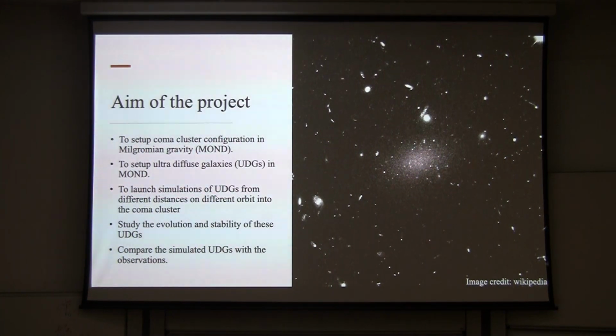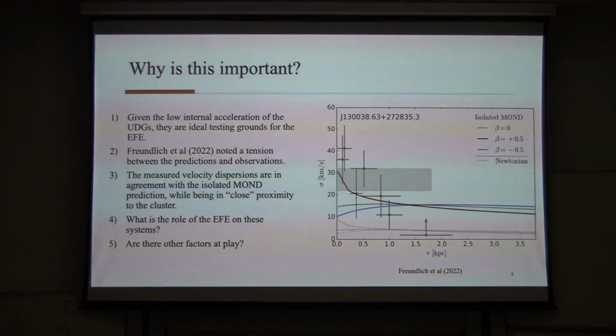So the aim of the project is quite simple. It is to set up a Coma cluster configuration in Milgromian gravity, MOND, to set up ultra-diffuse galaxies in MOND, and then to launch these ultra-diffuse galaxies into the Coma cluster on different orbits from different distances. Then we just study the evolution and stability of these UDGs and compare them with what we have in the observations. Now, one might ask, why is this important?